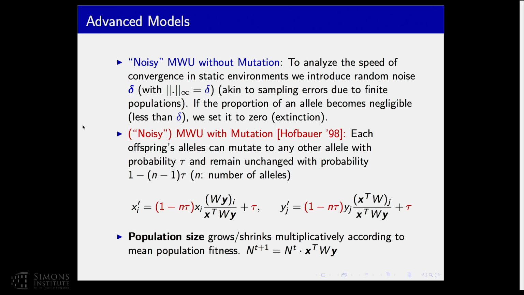Okay, and the critical assumption here is that we actually force it: if the proportion of some allele becomes very, very small, smaller than delta, like 0.00001, then we just zero it out. So you cannot get infinitesimally small fractions of the population. At some point, you don't have any individuals of that gene, okay?